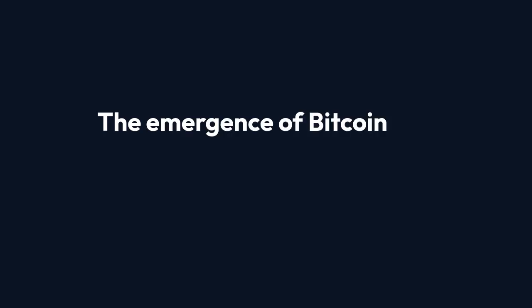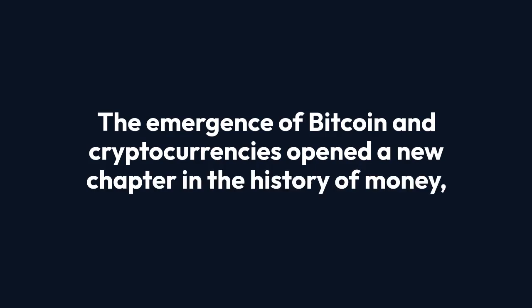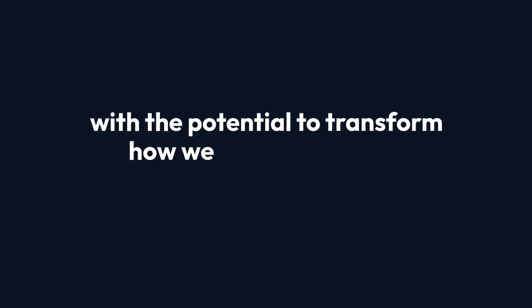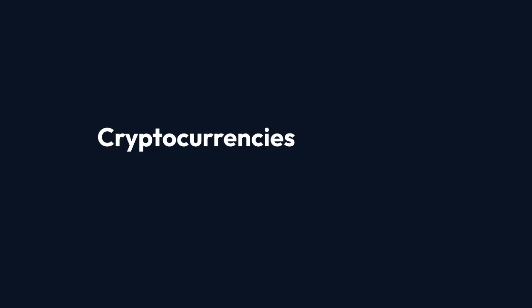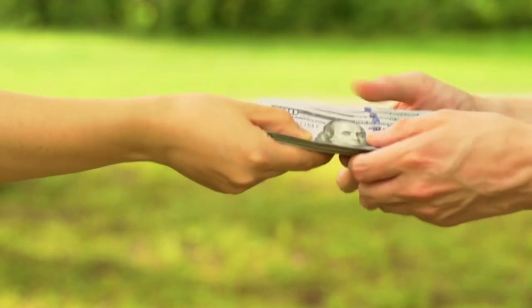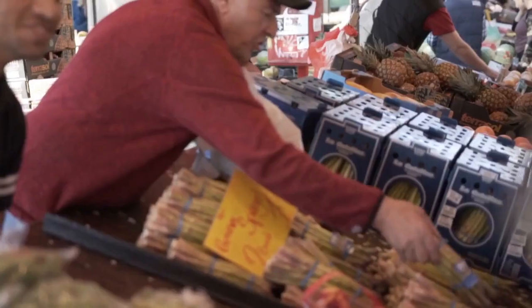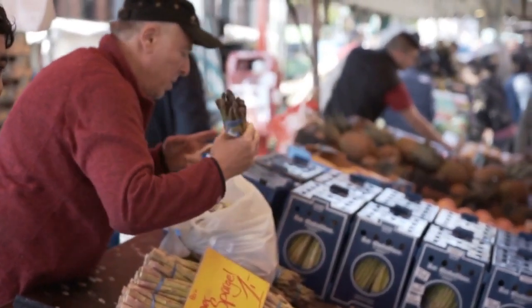The emergence of Bitcoin and cryptocurrencies opened a new chapter in the history of money, with the potential to transform how we handle finances. First, it allows people to have greater control over their finances, as they don't rely on intermediaries to make transactions. Cryptocurrencies enable fast, global transactions. You can send and receive money anywhere in the world quickly and at low fees, without facing the barriers and bureaucracy of the traditional system.